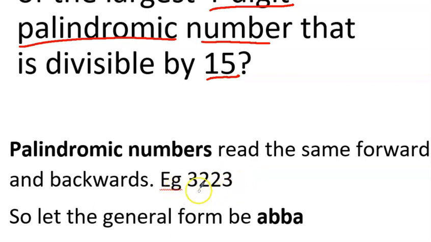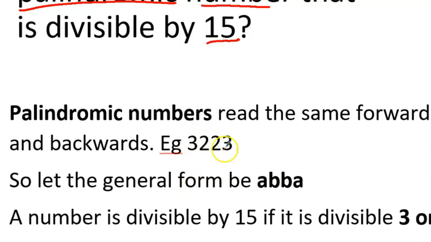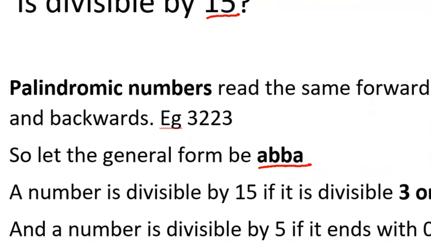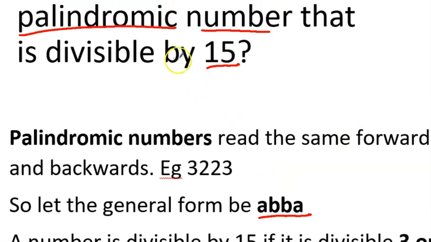What it means is that when you start from here, it is the same as when you start from the back. So example is, if you are beginning from here, 3, 2. If you are starting from here, 2, 3. So that makes it a palindromic number. So looking at the definition, we can say that the general form will be A, B, B, A. Yes, the first and then the last digit will be the same, and then the middle two numbers will also be the same.